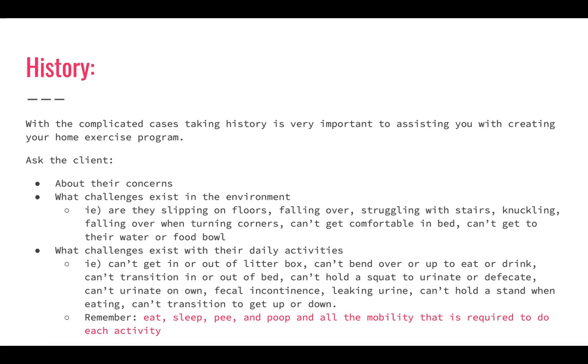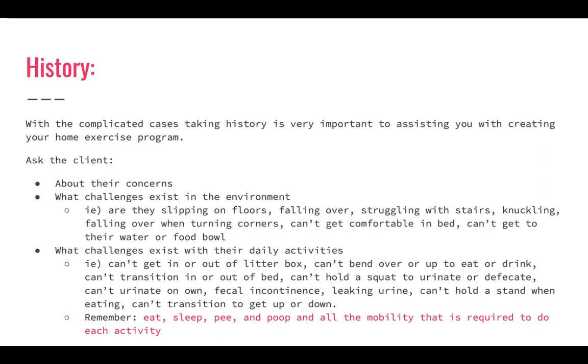And then, what challenges exist in their daily activities? I think this is a big one, especially for some of our cases, like Velica, where they were very specific about a movement their pet couldn't do. One would be, can't get in and out of the litter box. That was one that we were seeing Monk for at the very beginning, because Monk couldn't get in and out of his litter box. He also couldn't squat and hold a squat in his litter box. So that becomes a part of our treatment plan and a part of reaching those goals, and how we are going to reach those goals.